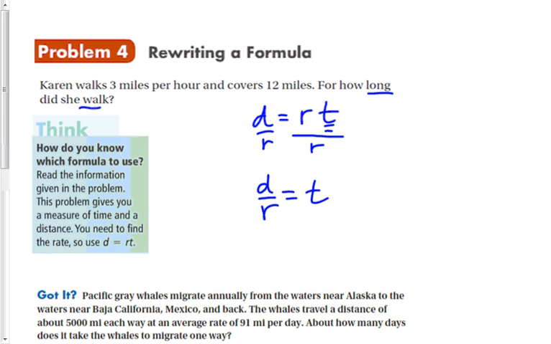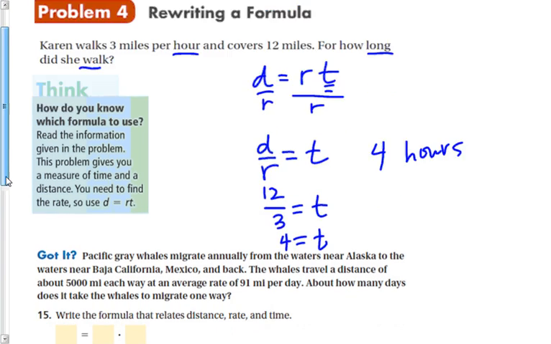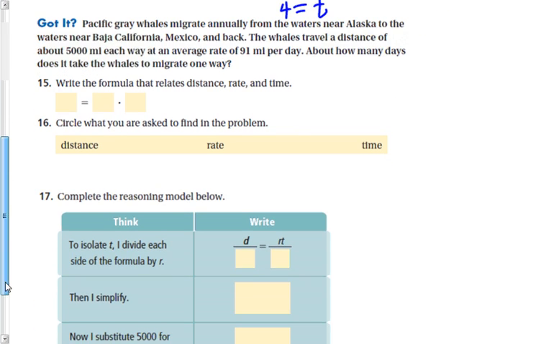And now all I need to do is take Karen's distance, which is 12, divided by her rate, which is 3, and that's the time, which in this case is, let's see, it's per hour, so that means she has this in 4 hours. All right, you can go ahead and try that on this whale problem.